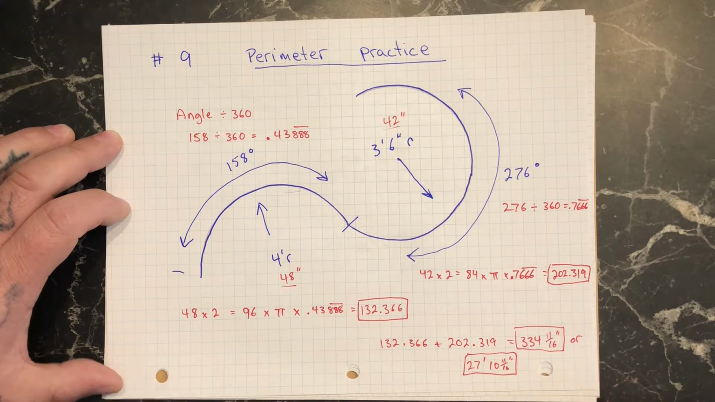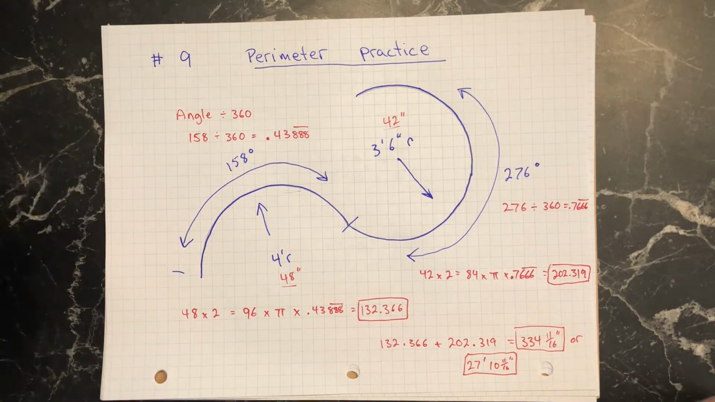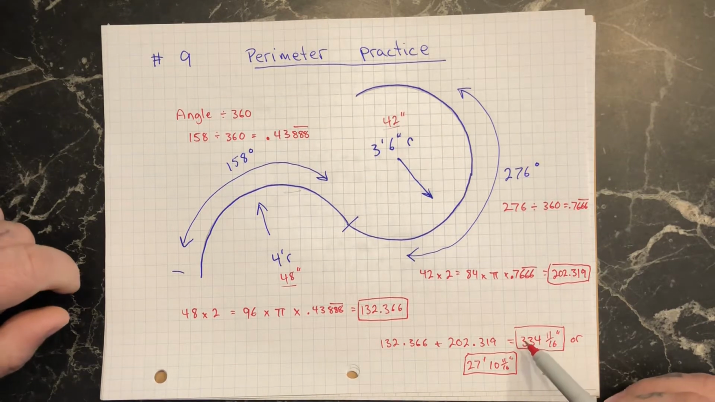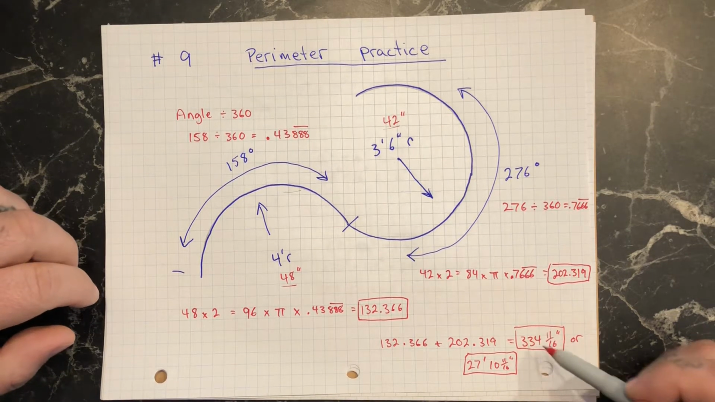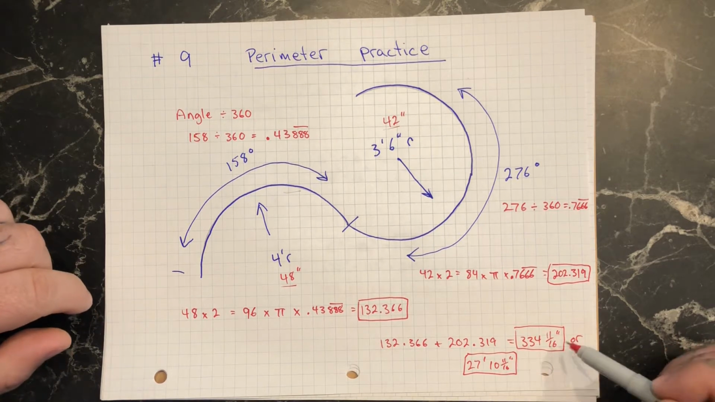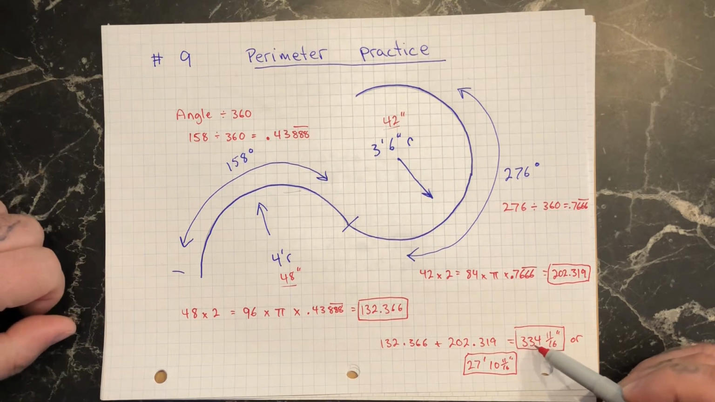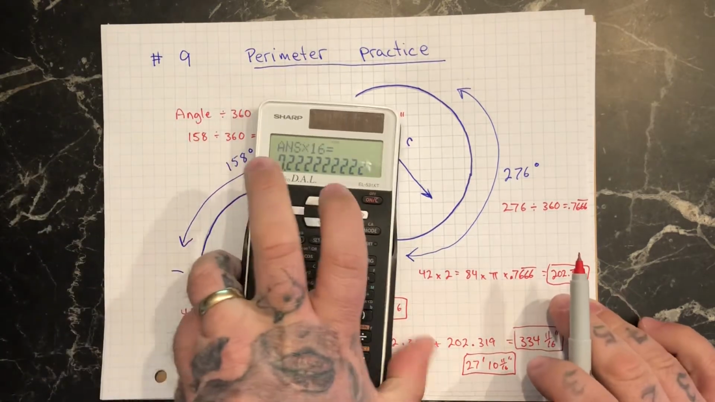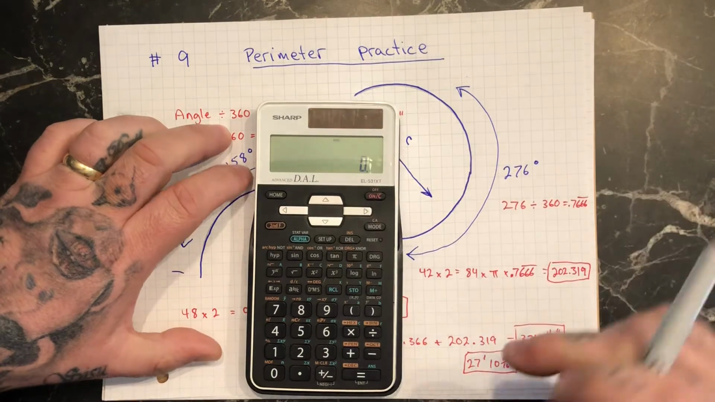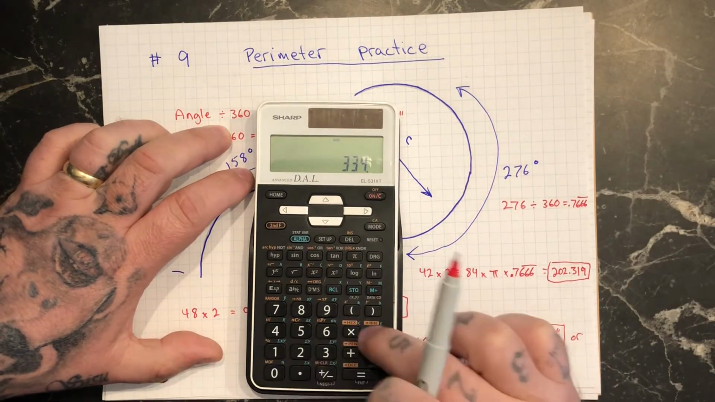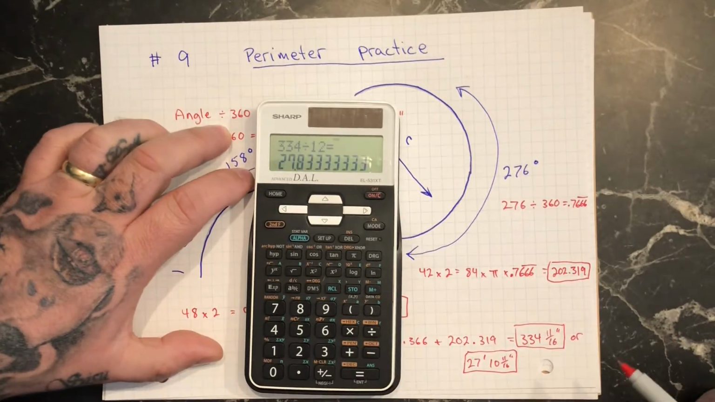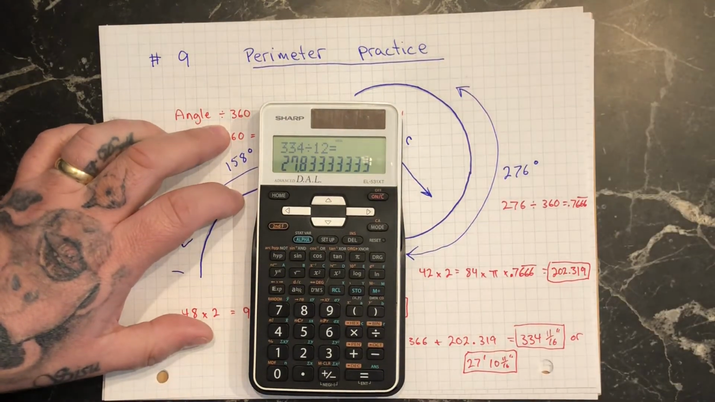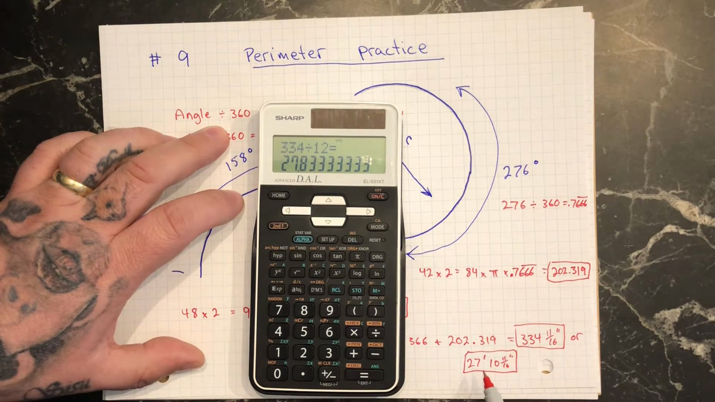Which gives me 334 and 11/16, or 27 foot 10 and 11/16. If you don't remember how to convert this, I just take the 11/16 and stick it at the end, and I can take the 334 and divide that by 12. I'll just do it on my calculator here. So 334 divided by 12 is going to give me 27.8333 continuing. So that's going to be my 27 feet.